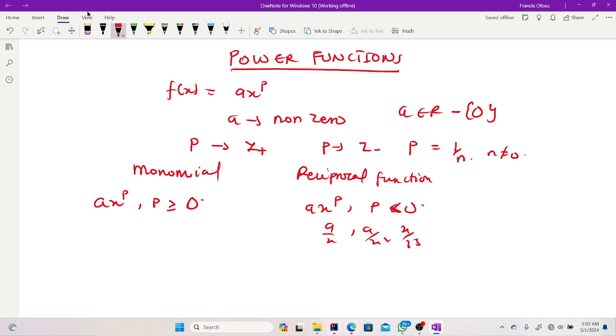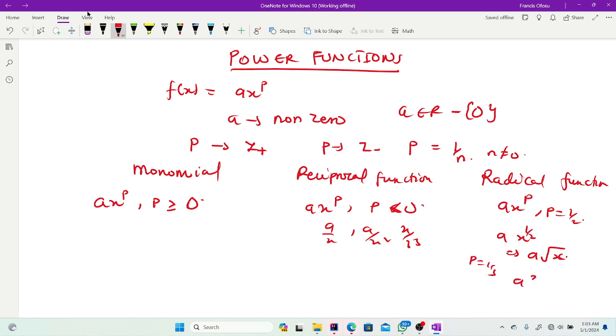Now, the third part is what we call a radical function. When you say a radical function, this is when p is a fraction. So if I give you ax to the power p, let's say p is equal to 1 over 2. What am I getting? I'm going to get a times x to the power 1 over 2, and you know that this is the same as a root x. And this is giving me a radical. If p is equal to 1/3, you surely get a cube root of x. So whenever p is a rational number, then obviously you're going to get a radical sign in play. That is why we call it a radical function. So, the monomial, the reciprocal, and the radical are the three different types of power function.